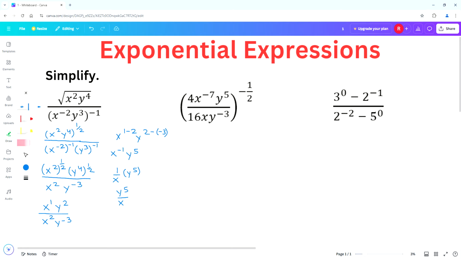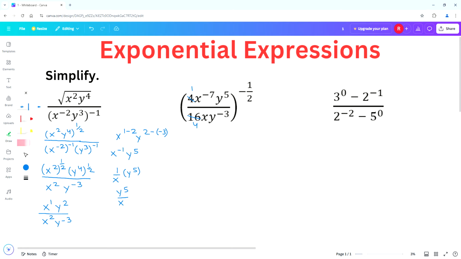Now we can simplify the second expression. 4x to the power negative 7 y to the power 5 over 16x y to the power negative 3 with the outer exponent negative 1 over 2. The first step is to simplify the terms in the fraction in the parentheses. We can reduce the numbers 4 and 16. Both 4 and 16 are divisible by 4. We get 1 in the numerator and 4 in the denominator.